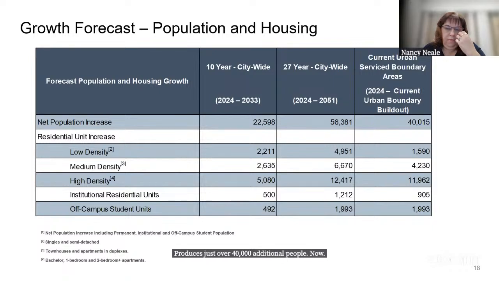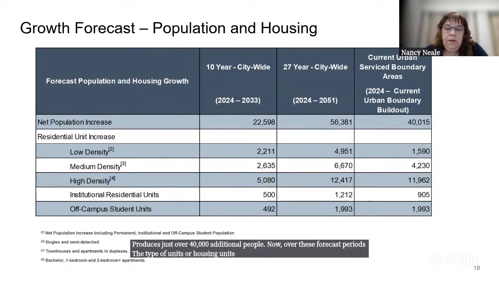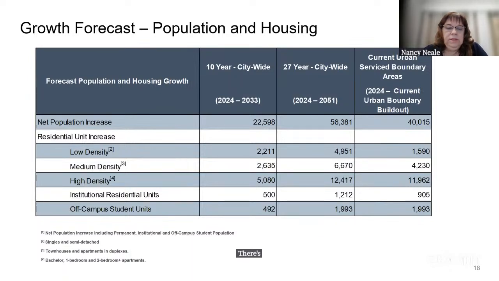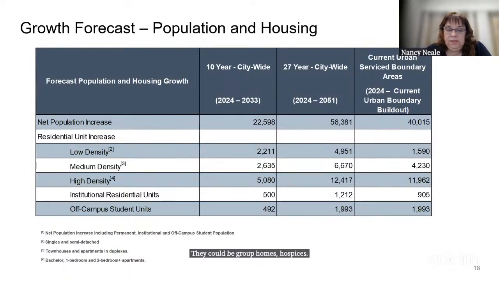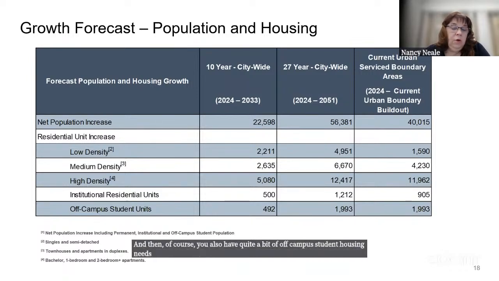Now, over these forecast periods, the type of housing units that those people would be living in varies. There are low density units, which are your single and semi-detached homes. There's medium density units that are things such as townhouses or row houses. High density buildings are your apartment buildings. There's also institutional residential units, which are things such as long-term care homes. They could be group homes, hospices, retirement homes, and the such. And then, of course, you also have quite a bit of off-campus student housing needs, and we are anticipating growth in that sector as well over each of the forecast periods.